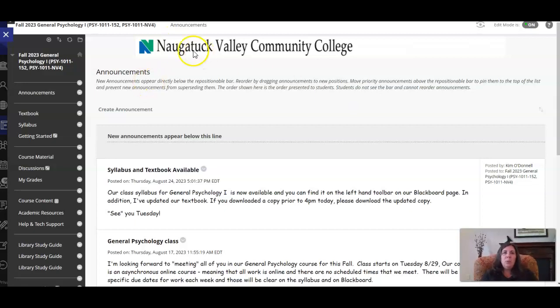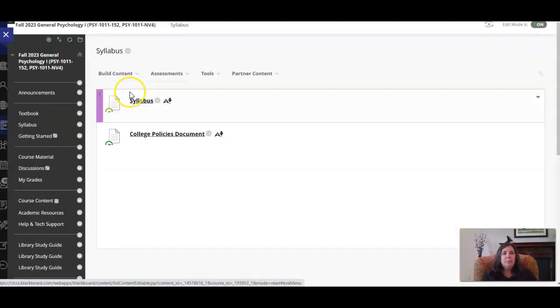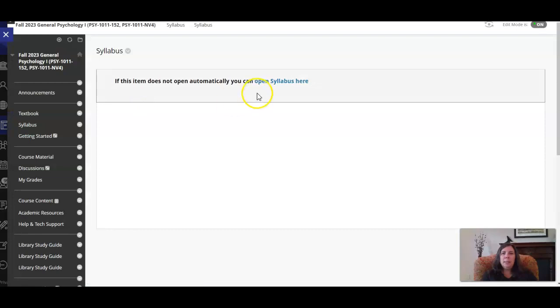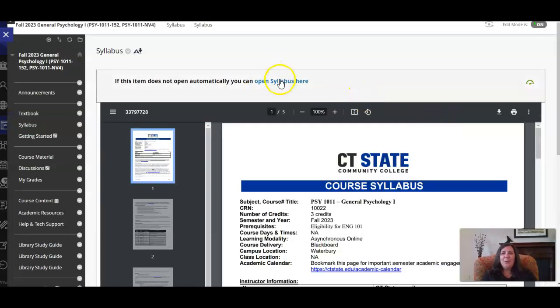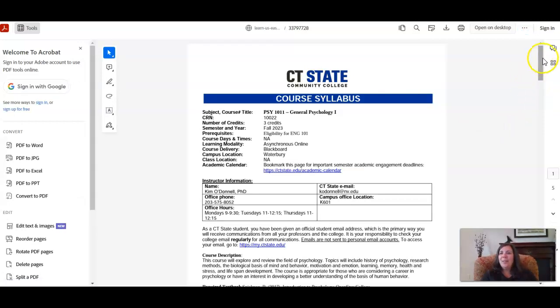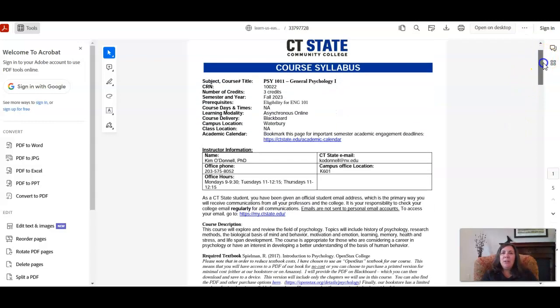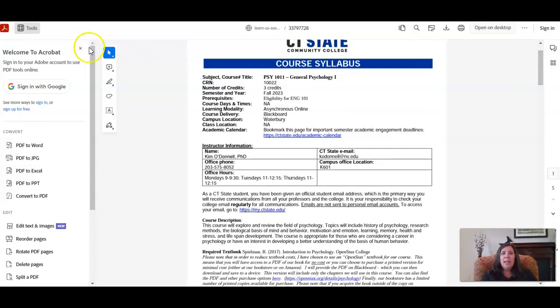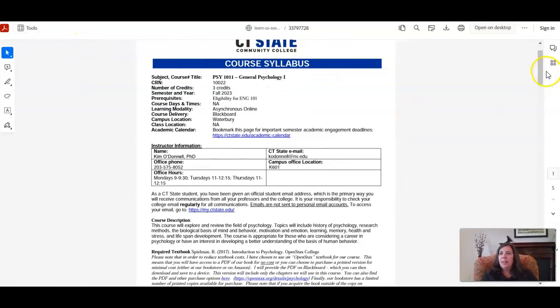But for right now, when you land on Blackboard, as you'll see in the other one, we land on the announcements page, but you find your syllabus over here on the left-hand toolbar. So we'll click on that together. And it will open. I'm going to open it in a new window. That makes it easier to see. All right. There we go. And so we have our syllabus here.